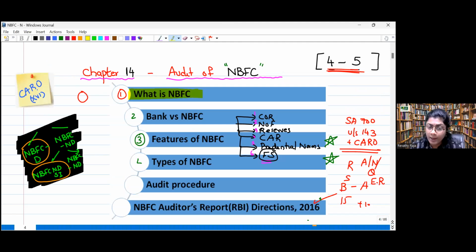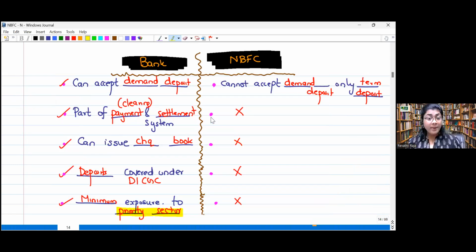Can we move to the second part? Difference between bank and NBFC. Bank can accept demand deposits, but NBFC can accept only term deposits, not demand. Banks are part of the payment and settlement system. They can issue chequebooks, whereas NBFC cannot.